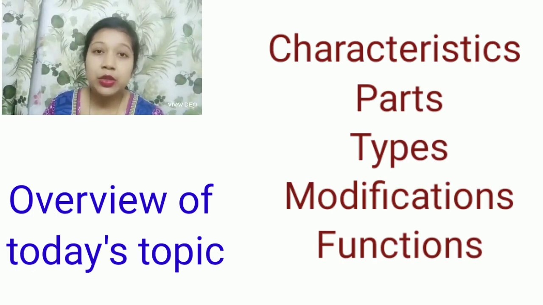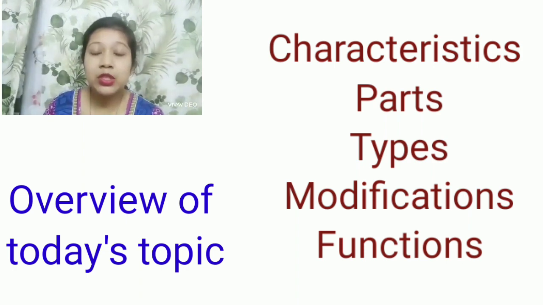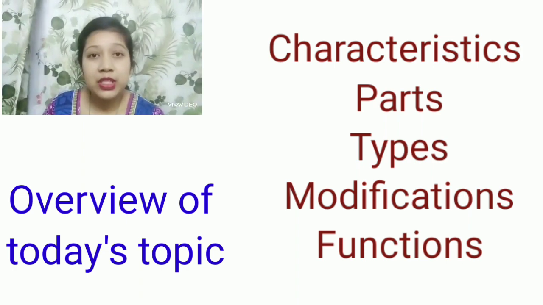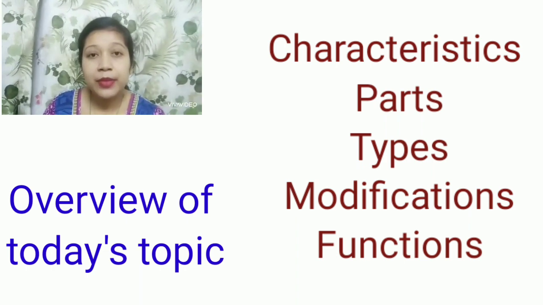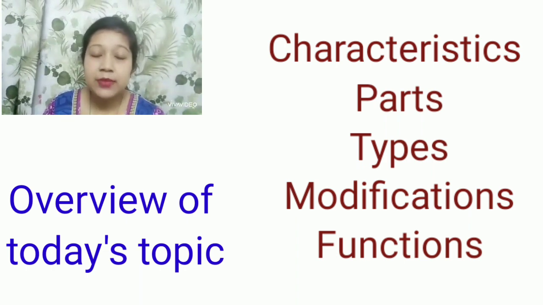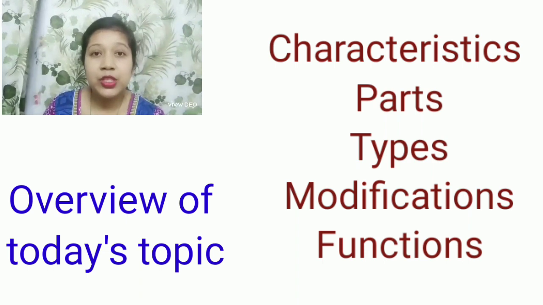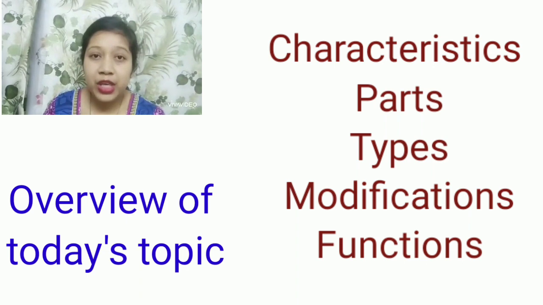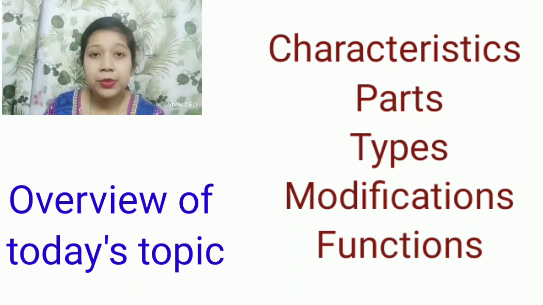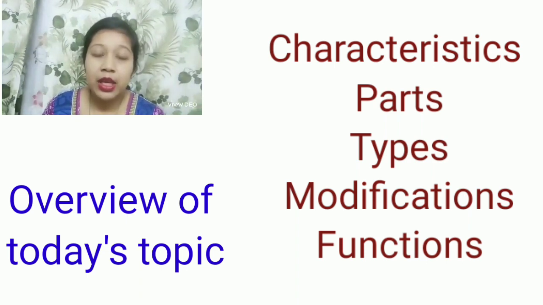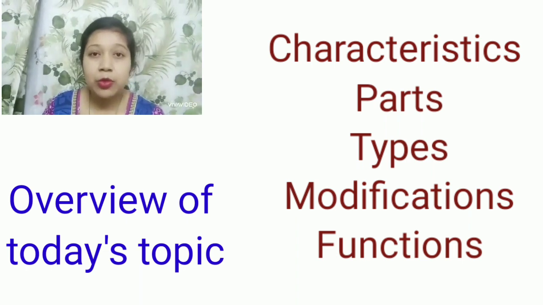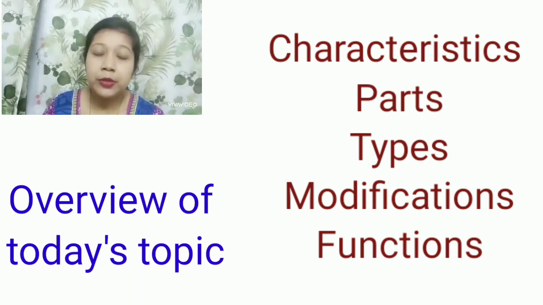In the last two classes, we discussed the root system. So from the root system, I think you have got some idea of how we are going to discuss the whole chapter. At first comes the characteristics, then the parts, if there is such to be discussed, then the types, finally the modifications, which is a very important part of the chapter, and then the functions. So in the shoot system also, we are going to discuss in the same order.